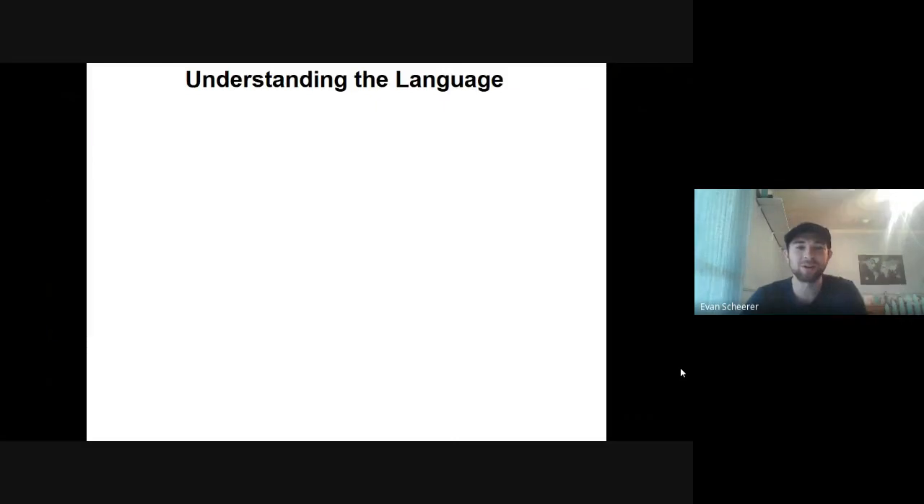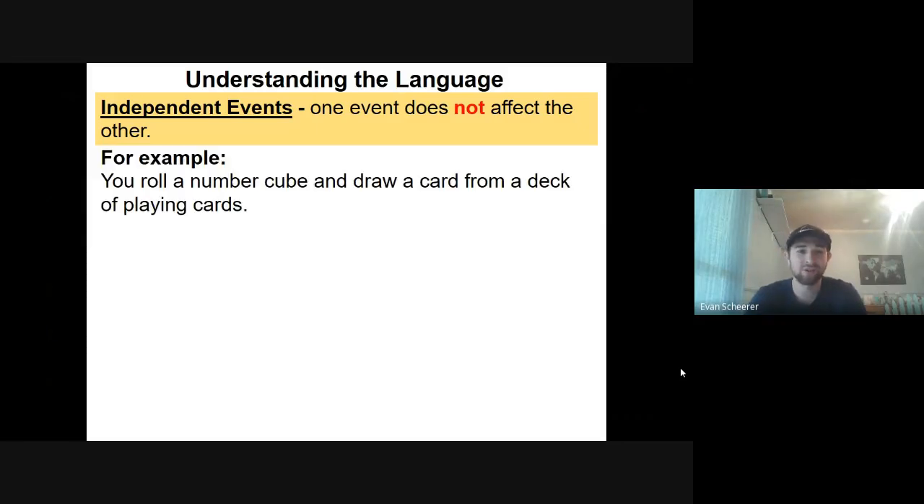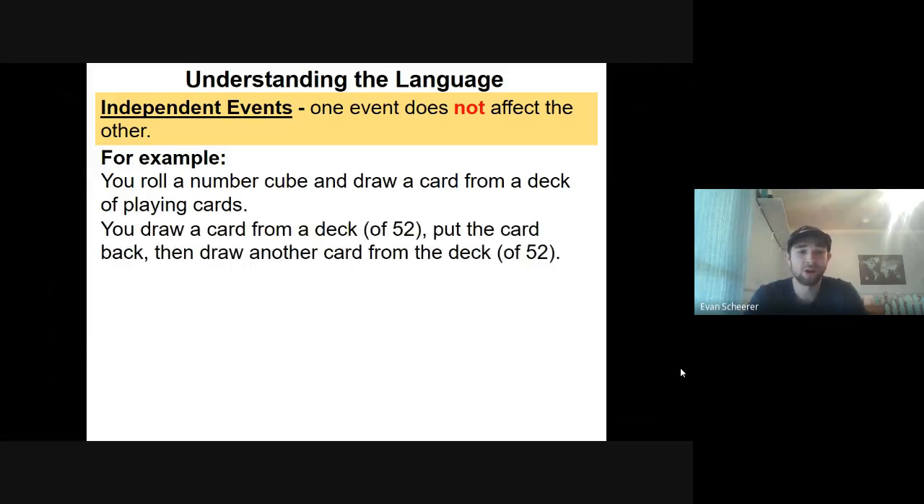So first we need to understand the language. An independent event is when one event does not affect the outcome of another event. The two events are completely separate. For example, rolling a die and then flipping a coin. If you roll a two, you're not more likely to get heads. They have nothing to do with each other, right? Rolling a cube or drawing a card. Those are independent events.